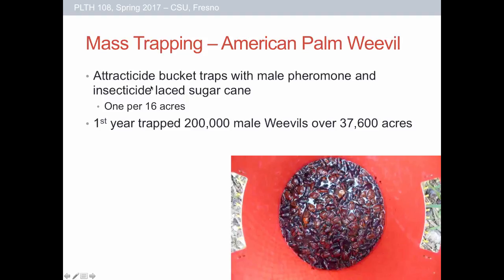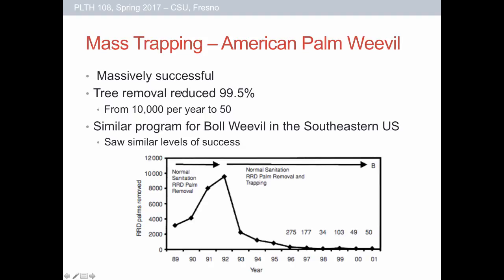You set out about 1 of these for every 16 acres, and within the first year, they trapped a ridiculous number of males, about 200,000 of them over 40,000 acres. Ultimately, that led to a reduction in tree removal by about 99%. So they went from 10,000 trees being yanked out every year on some of these plantations down to about 50.